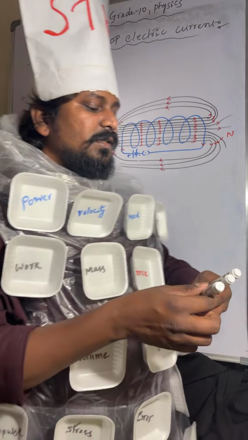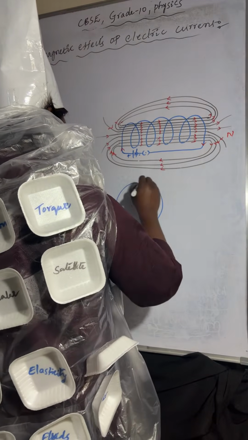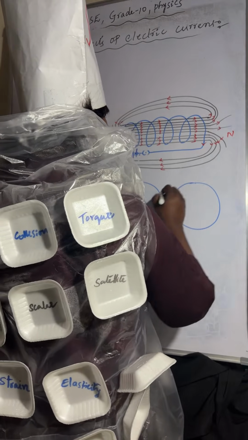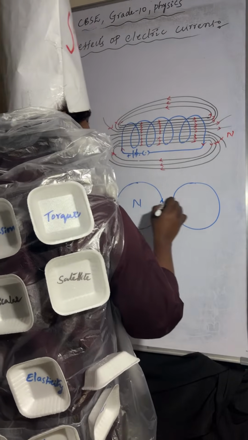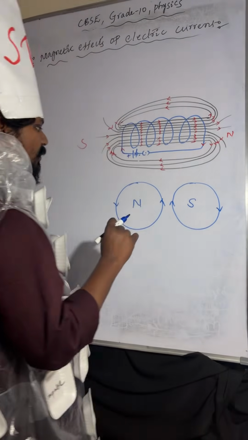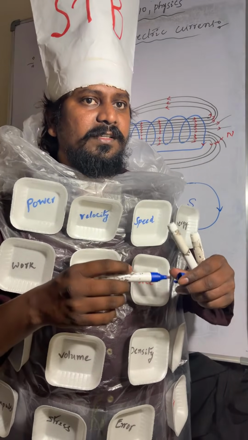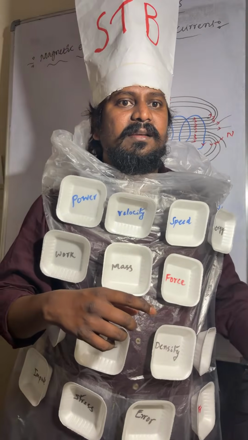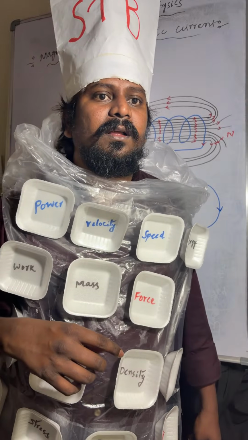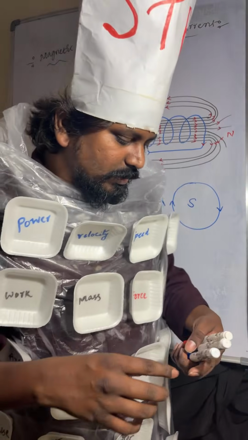And one more thing, the clock face rule. By using the clock face rule, if the current is moving in anti-clockwise direction, that is north. If the current is moving in clockwise direction, that is south. Okay, south pole. Understood or not? That is the clock face rule. I hope it is very clear. Right? Yes. Okay, so I hope it is very clear. So next one.